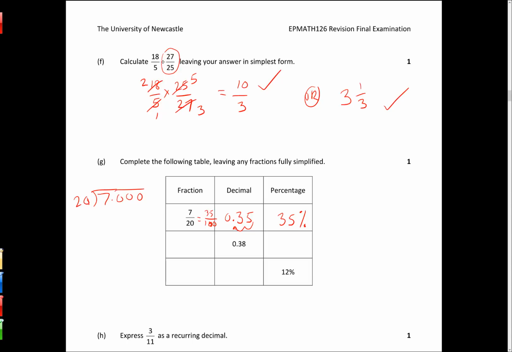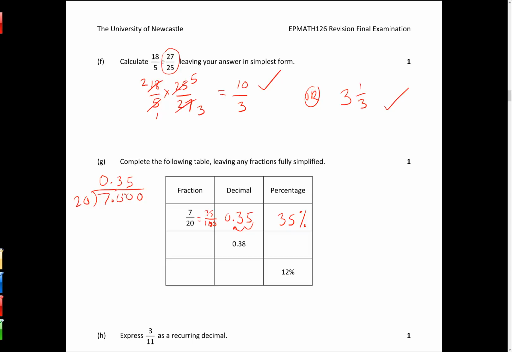Could I have done it back to what I did on the left? 20s out of a 7 doesn't happen. 20s out of a 70 is 3 is 60, leaving 10. 20 out of 100 is 5. Yeah, whatever you prefer, but that looks like a good way to go to me.